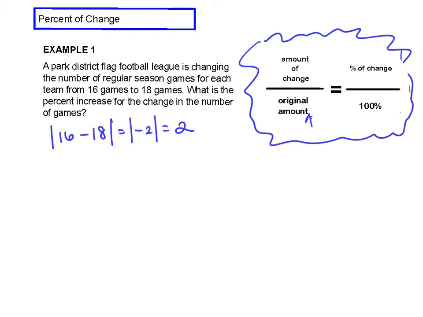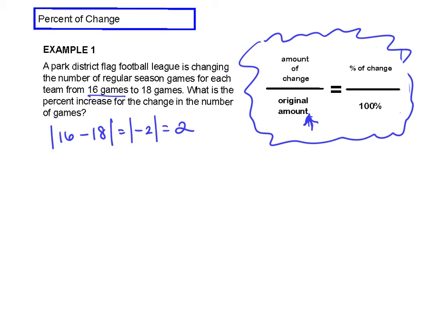What's important is the original. The original game is 16. So that's what's going to be put in our original amount. This is where it could either make or break your problem. If you don't have the correct initial amount, original amount, the starting point, your solution will be incorrect. So that is the most important to determine, which one is the original.